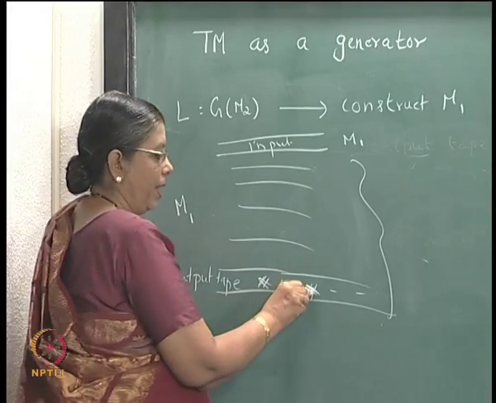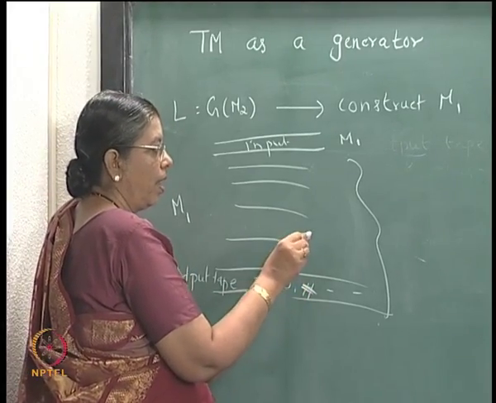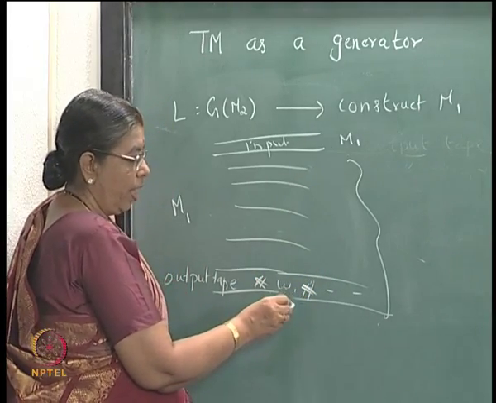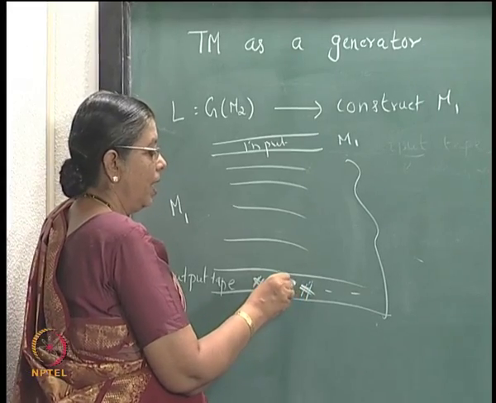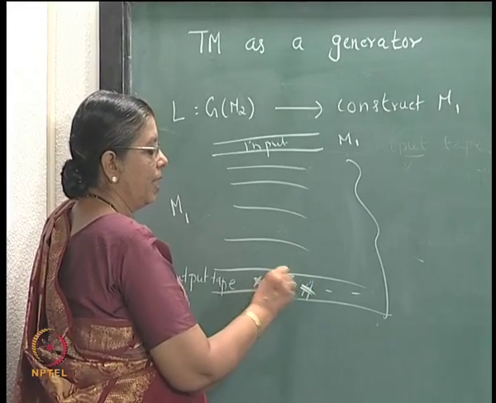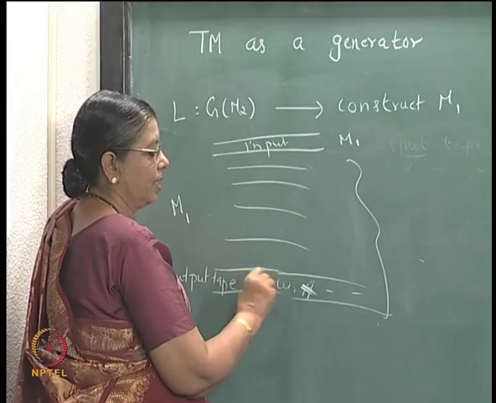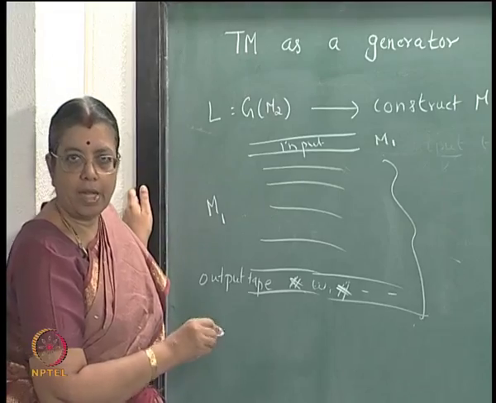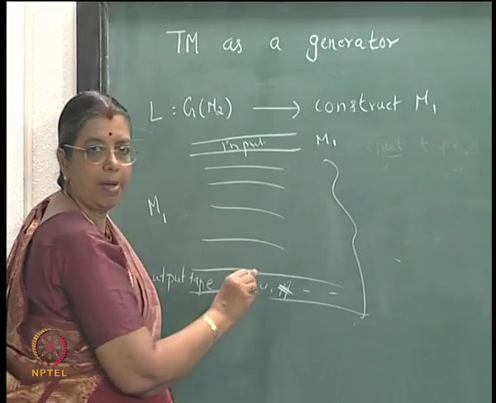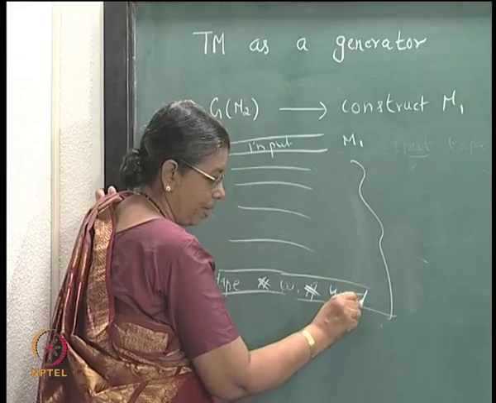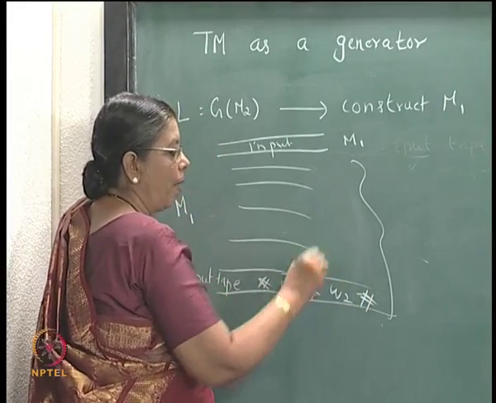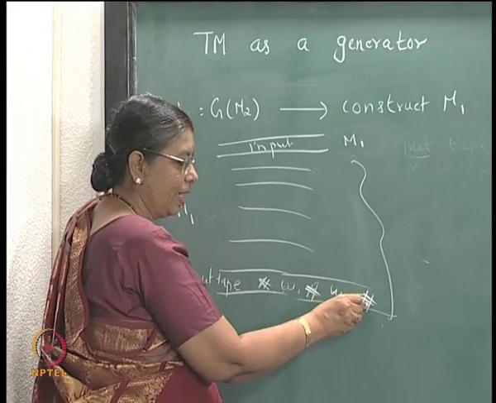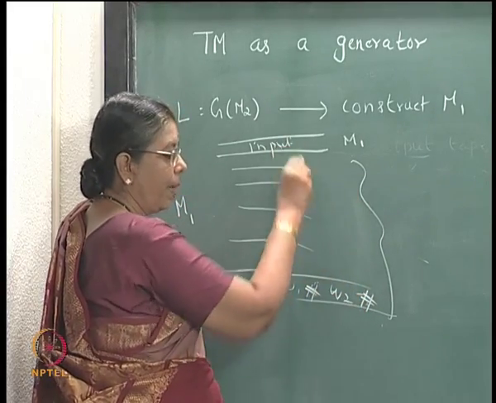When a hash symbol appears, up to the point where one hash symbol appears, M1 simulates M2. Then when a hash symbol appears, M1 compares the last string generated with the input. If they are the same, it will accept. If they are different, it will proceed further. Otherwise it will generate the next string, and up to the point it generates the hash symbol, it will simulate M2. Once this generates the hash symbol, it will switch back and compare this and this.